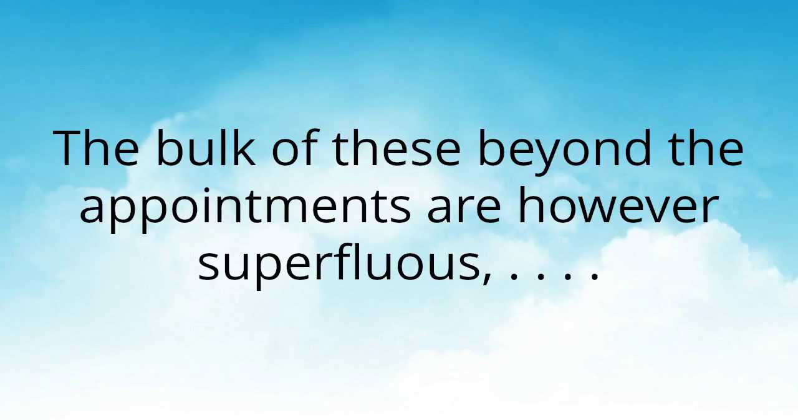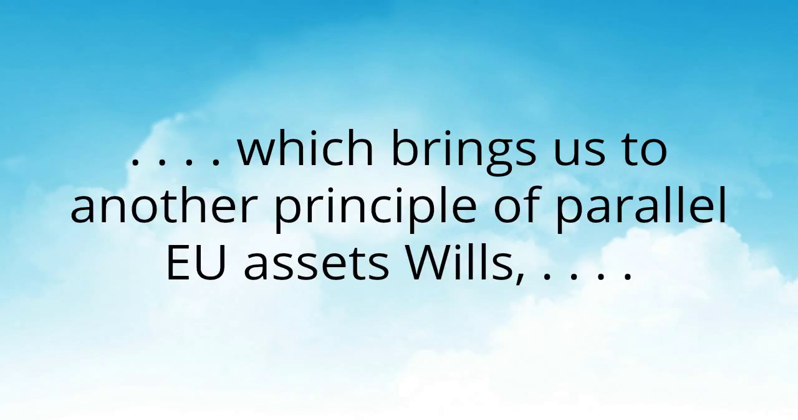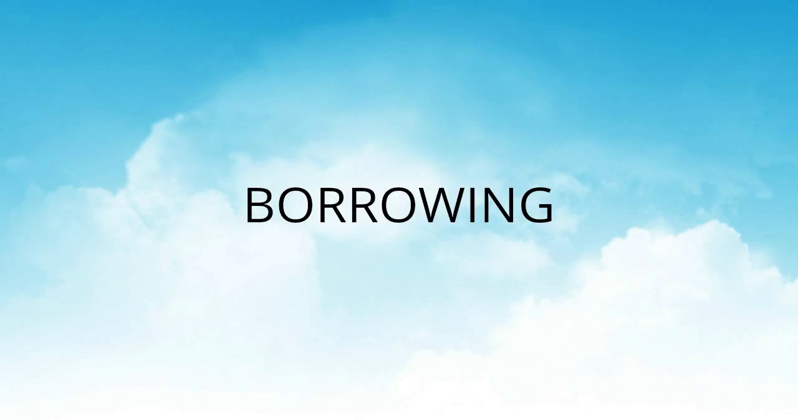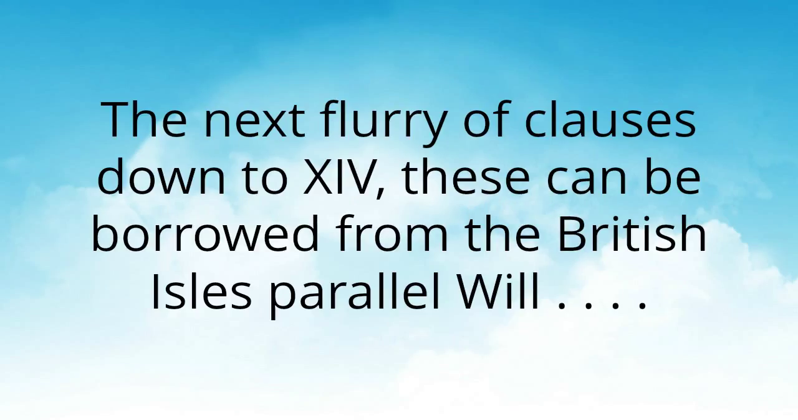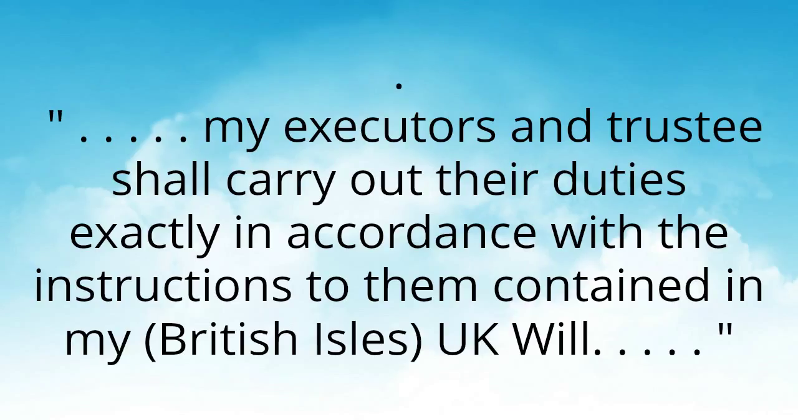The bulk of these, beyond the appointments themselves, are however superfluous where there is a parallel British Isles will, which brings us to another principle of parallel EU asset wills, which is borrowing. As regards the flurry of clauses down to XIV 14, these can all be borrowed from the British Isles parallel will, either by simply assumption, because as we have said, the probate court judge will treat these as one will, one document effectively, or for the avoidance of doubt by way of a clause saying something along the lines that my executors and trustees shall carry out their duties exactly in accordance with the instructions contained in my British Isles, by which we mean UK or Scottish or Irish will.